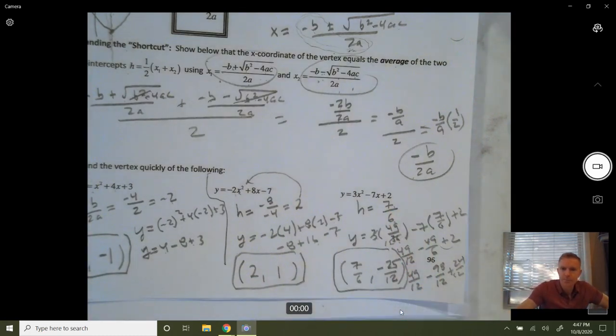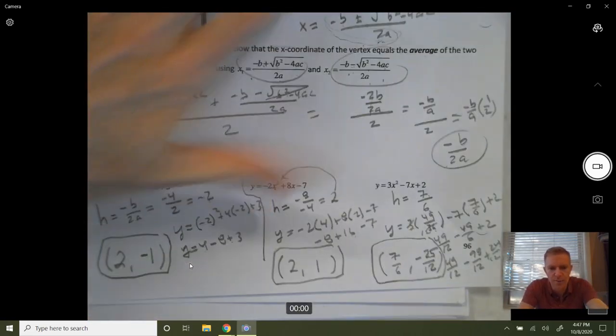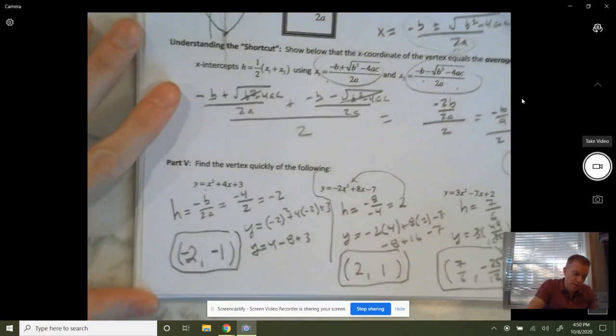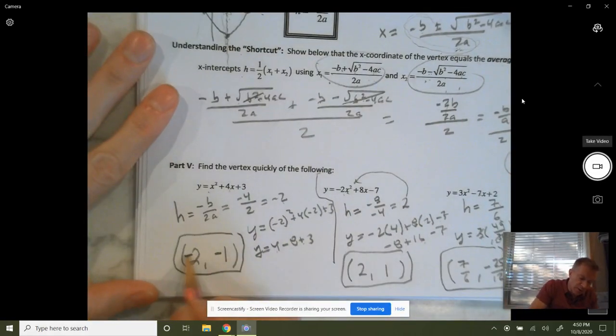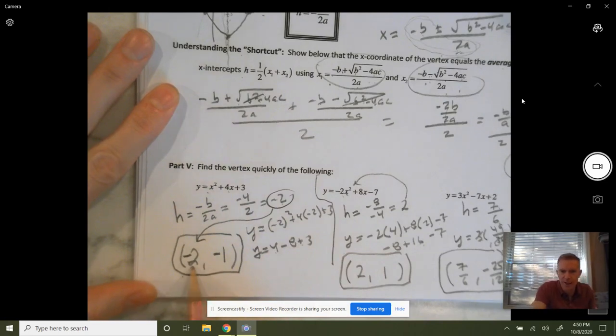Okay. And I think that's all for this section. I know that was long, but that's all for this. One thing I just wanted to say, this should have been a negative 2 right over here. Okay. I know we had a negative 2 here, and then I wrote a positive 2 here. That should be negative 2. And that's it.